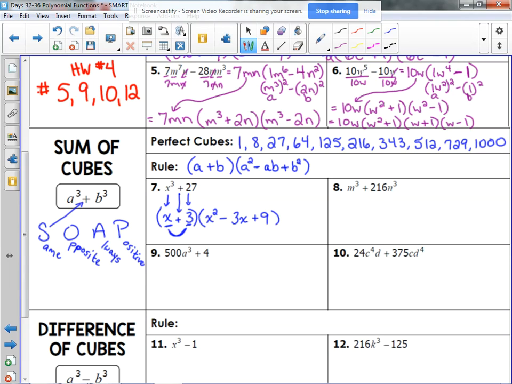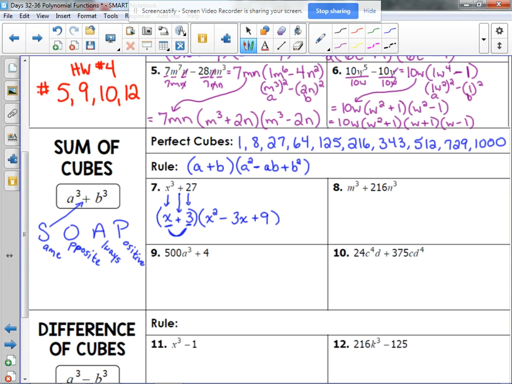And I will continue to repeat that until you hear it in your sleep. The reason why I emphasize it so much is because if this is a multiple choice answer choice, a lot of the time you can eliminate half of the answer choices just based on their signs. So if all you remember about sum and difference of cubes is that I'm supposed to have SOAP, same, opposite, always positive, you can at least narrow it down to a 50-50 shot. Okay? So just keep that in the back of your mind.